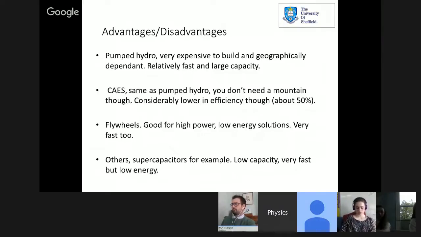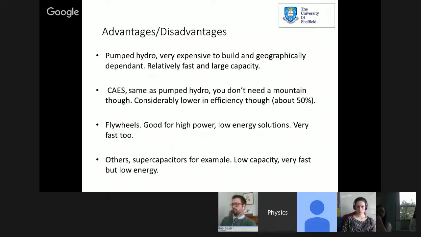Compressed air storage, you don't need a mounting, but they're lower efficiency. Roughly about 50% is the figure that's often quoted, because you've got to pump it, compress it, and then warm it as it comes back out again. As it's decompressing, it's very cold, so you have to pre-warm it before it goes into turbines and all those other things.